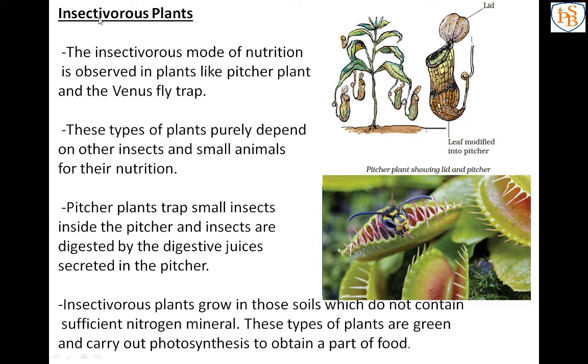Next we have learned about the insectivorous plants. In this we have learned about the pitcher plant and the Venus flytrap, how they trap the insects and how they take the nutrients from the insects. Another fact we have learned about the insectivorous plants is that they are partially heterotrophic, means they are not fully autotrophic and not fully heterotrophic, because half they can perform photosynthesis and half they are eating the insects.